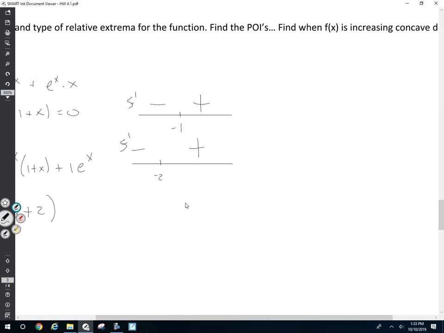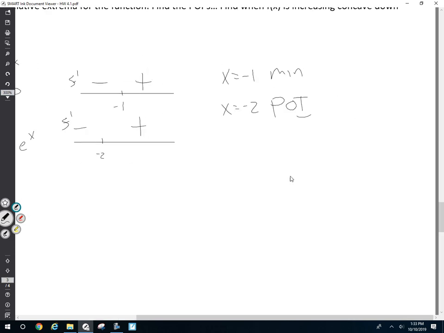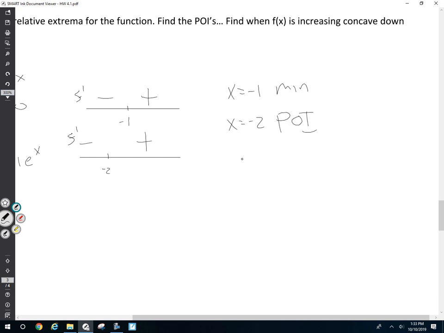So, x equals negative 1. Min. X equals negative 2. Point of inflection. F is increasing concave down. Never. That's funny. Maybe increasing concave up. Let's know. Change it to decreasing. I usually try not give you questions that you can't answer.